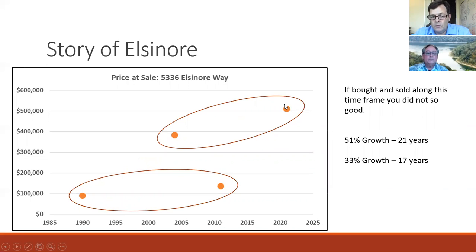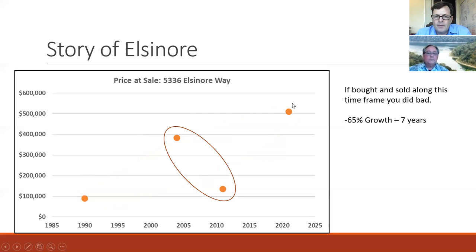Now, if you bought in 1990 and you sold in 2011, or you bought in 2004 and sold in 2021, you didn't see as much growth. You did see some, but not a substantial amount. So the growth was pretty anemic. 51% over 21 years for the first one, 33% over 17 years for the second one. Now, what if you bought in 2004 and sold in 2011? Then you saw a 65% decline over those 7 years.